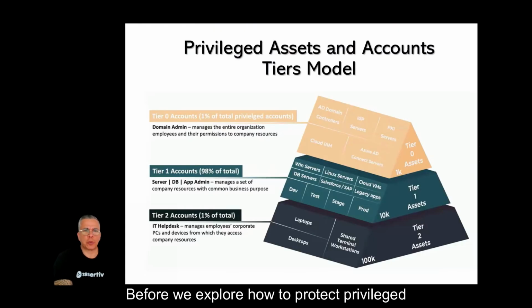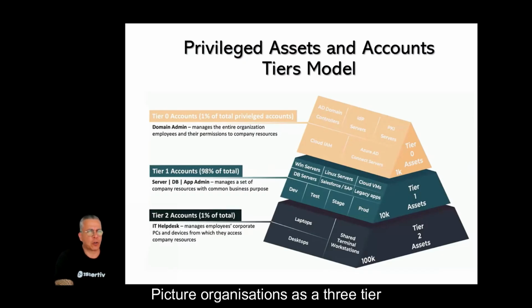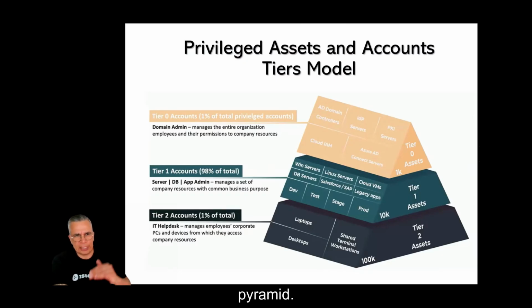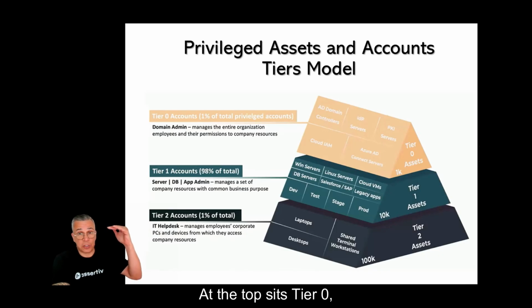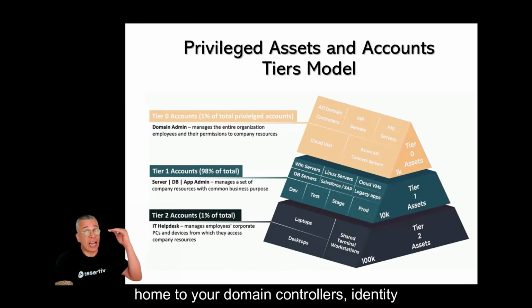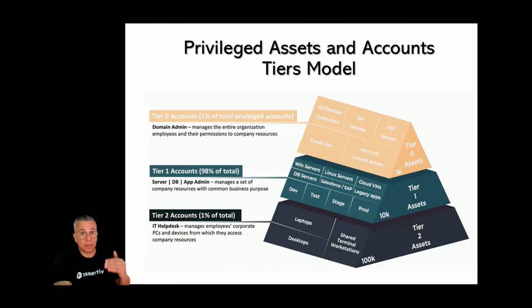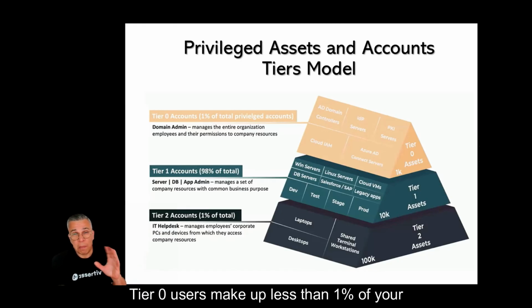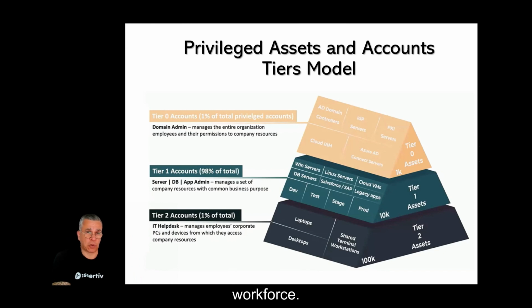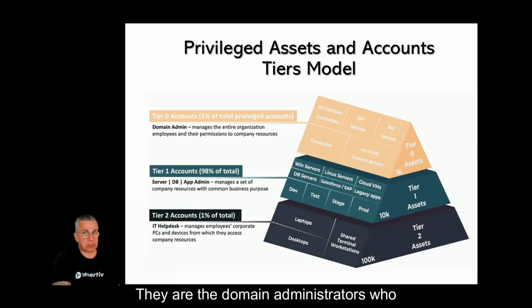Before we explore how to protect privileged accounts, it's worth understanding how they are structured, because each layer of your environment carries a different level of risk. Picture your organization as a three-tier pyramid. At the top sits tier 0, home to your domain controllers, identity providers, and certificate authorities, the systems that define trust. Tier 0 users make up less than 1% of your workforce. They are the domain administrators who manage the entire organization, and if attackers reach them, it's game over.